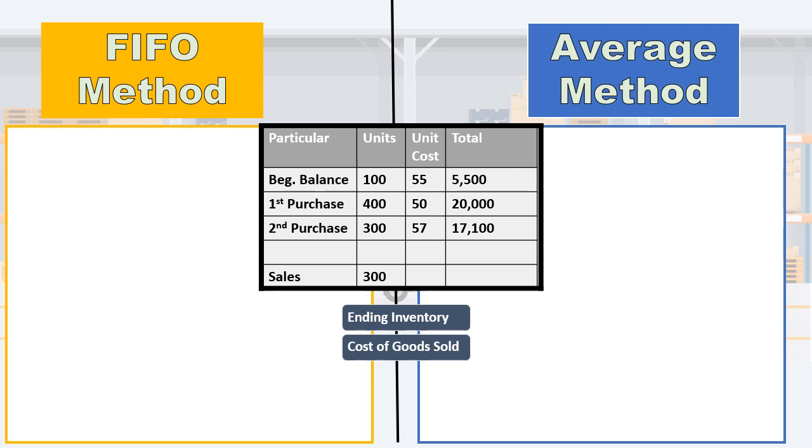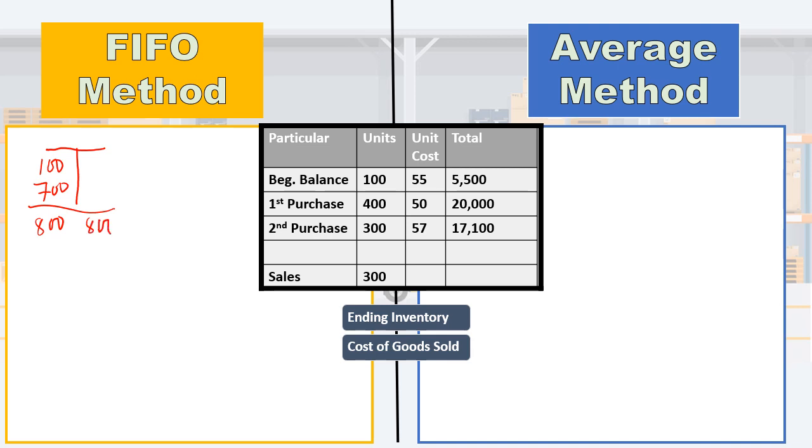So, malalaman natin yan gamit ang ulit tayo ng T-account, di ba? Sabi dito, ang beginning balance natin ay 100 units. Then, nagkaroon tayo ng dalawang purchases, 400, 300. So, basically, ang ating purchases in units, we have 700. So, ang total goods available for sale in units natin is 800 units.